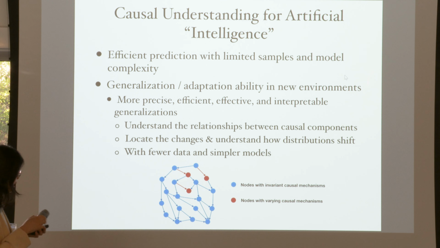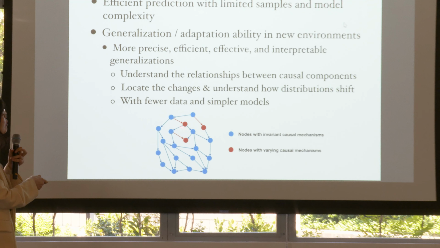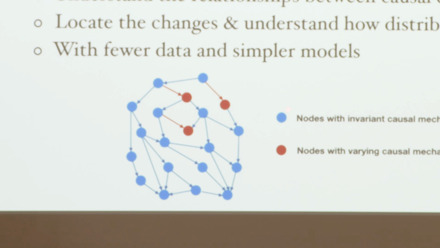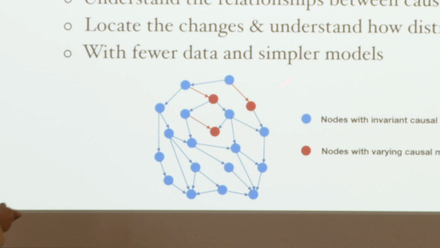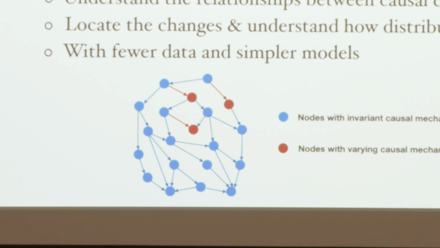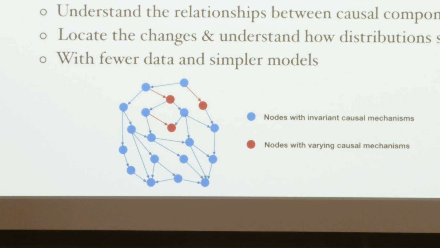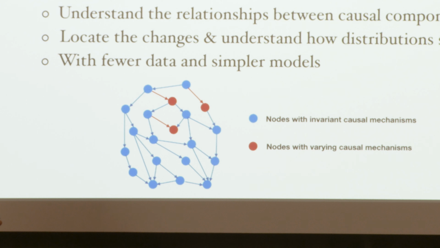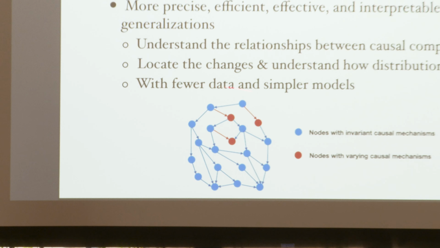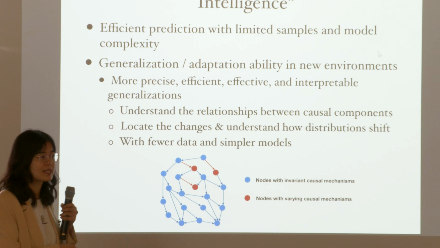If we can learn the causal relationships and locate which ones are changing and which ones are invariant, then you can see we can only make adaptations on these three edges, which may only contain 3 parameters. We don't need to adapt the whole system, but instead we can only adapt these 3 parts. So you can see causal understanding can help us to locate the changes and understand how the distribution shifts, so that we can do adaptation with fewer data and with simpler models.